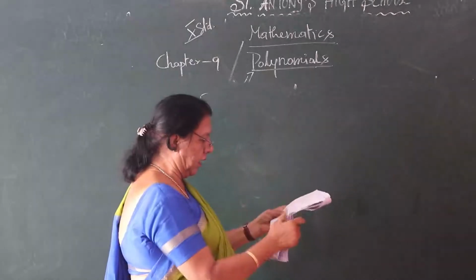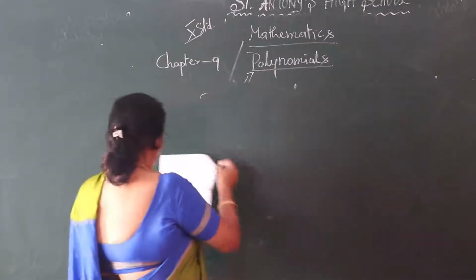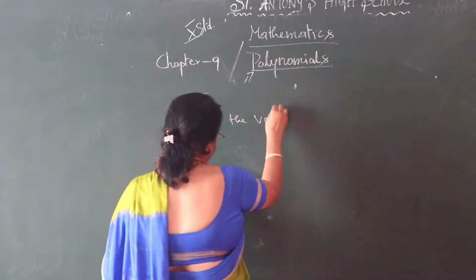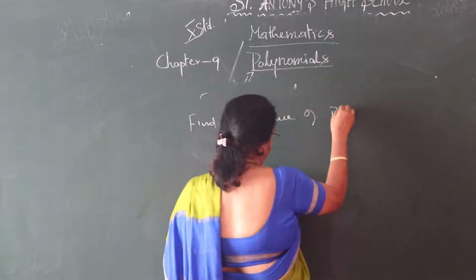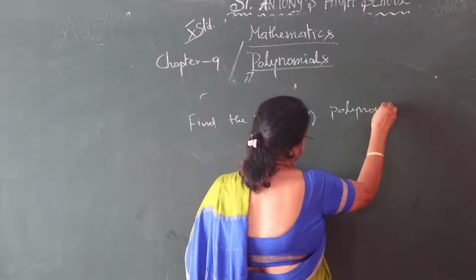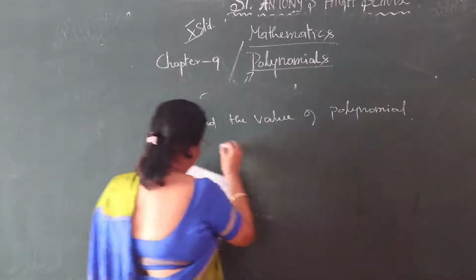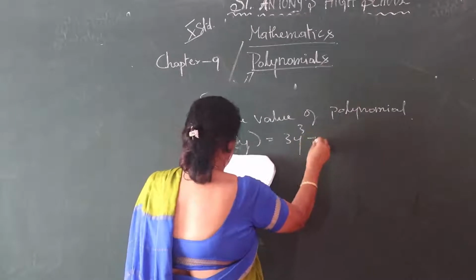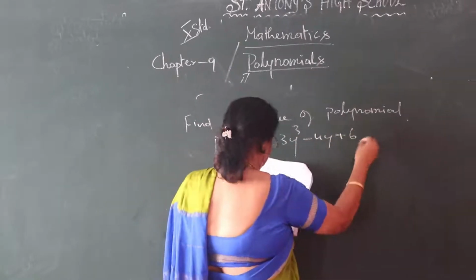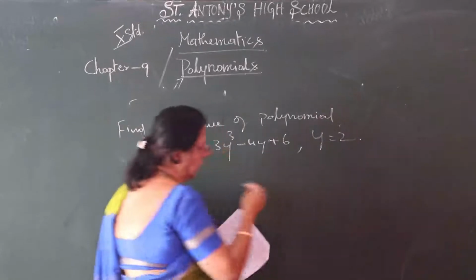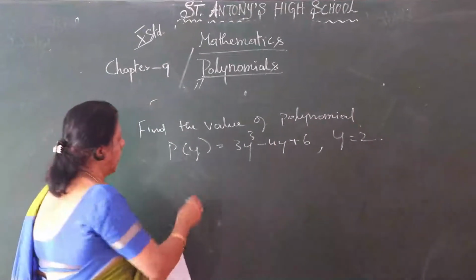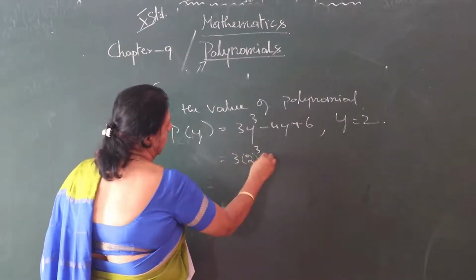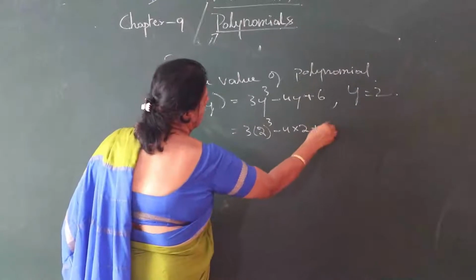I have written in the paper the value of polynomial. Find the value of polynomial P of y, because the variable is y, that's why we write it as y. So here y is equal to 2, children. So here substitute: 3 into 2 to the power of 3, minus 4 into 2, plus 6.